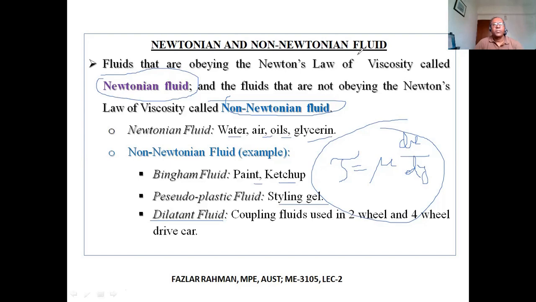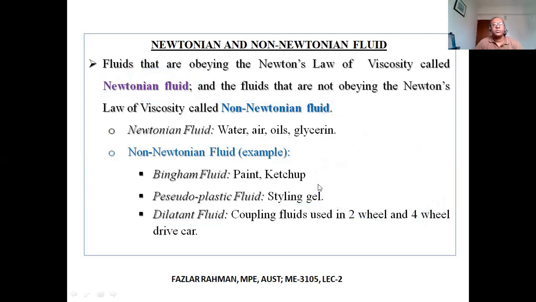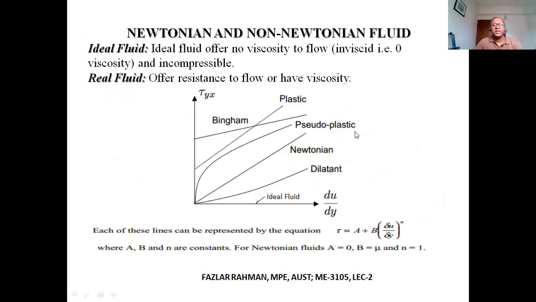Okay. So what is the behavior of Newtonian and non-Newtonian fluid? If you look at this graph, okay, there is another type of fluid. By name we call them real fluid and ideal fluid. What is the ideal fluid? Ideal fluid means it doesn't offer any resistance, so it always flows. The viscosity of that fluid is 0. So an ideal fluid is inviscid and incompressible. If a fluid is incompressible and has no viscosity, then it is called ideal.